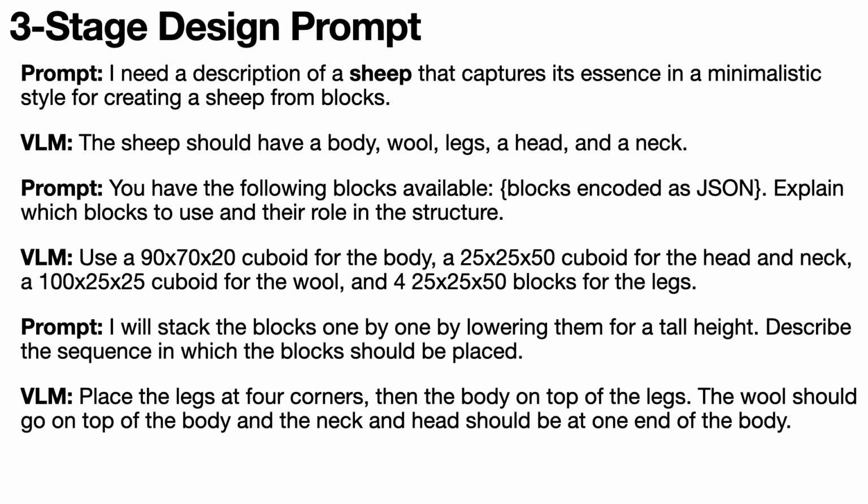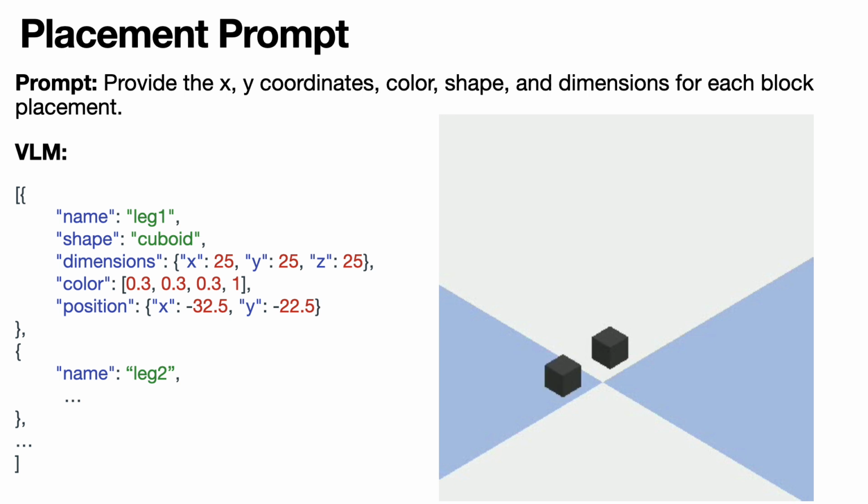First, the VLM outlines the object's parts. Second, it matches these parts to specific blocks from a provided list. Third, it considers the assembly order and spatial relationships between parts. Finally, with planning complete, the VLM outputs the shape, color, dimensions, and coordinates for each block.